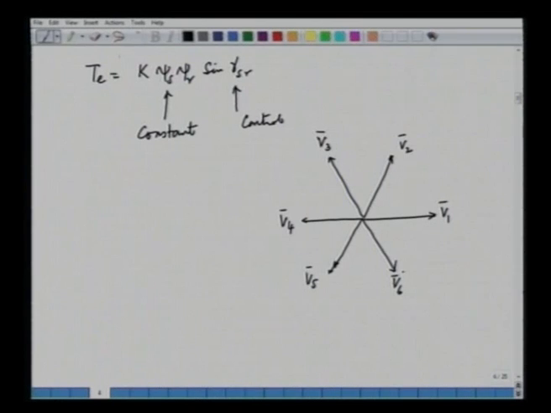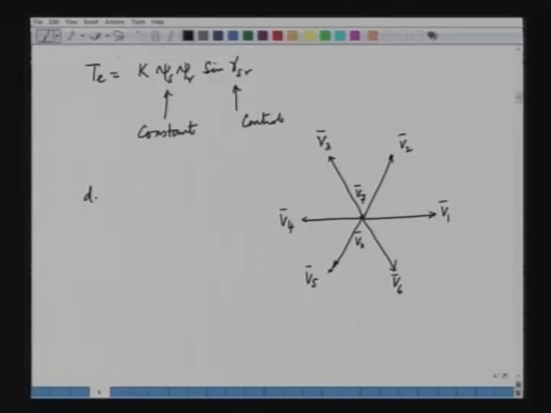So, we have 6 non-zero voltage vectors and 2 zero voltage vectors, V7 and V0. So, we have 8 possible choices, and when we apply this voltage vector to the induction machine, this vector is created in the space, and as a result the stator flux is affected.